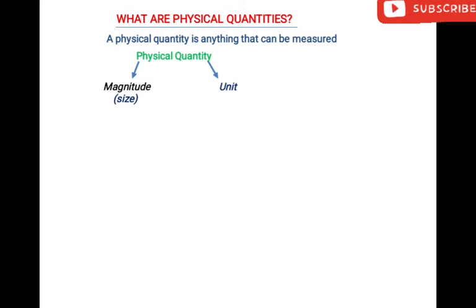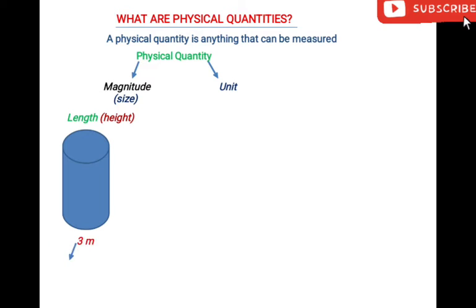Take for instance the cylinder above. The length, that is the height, can be measured with a meter rule. Now the height of this cylinder is measured to be 3 meters. The 3 represents the magnitude or size, while m, which is meters, represents the unit.